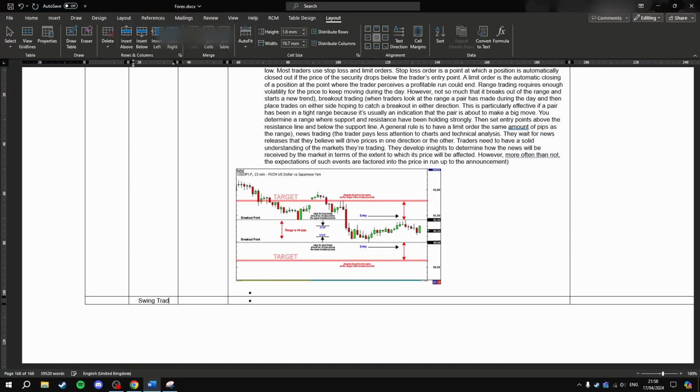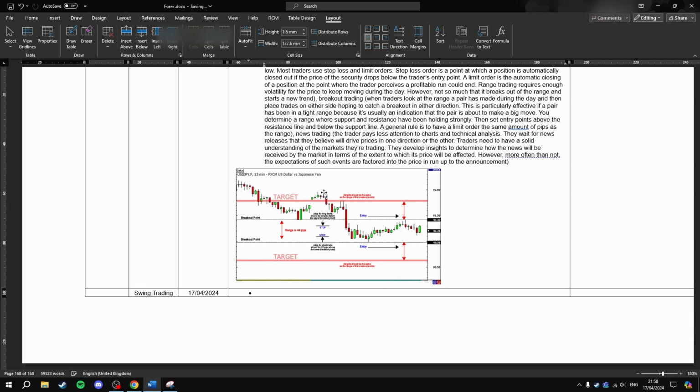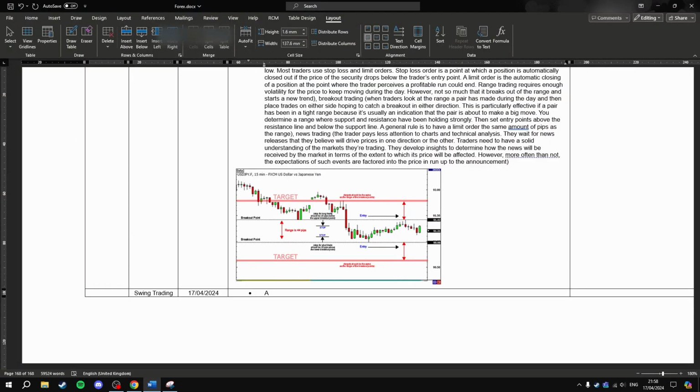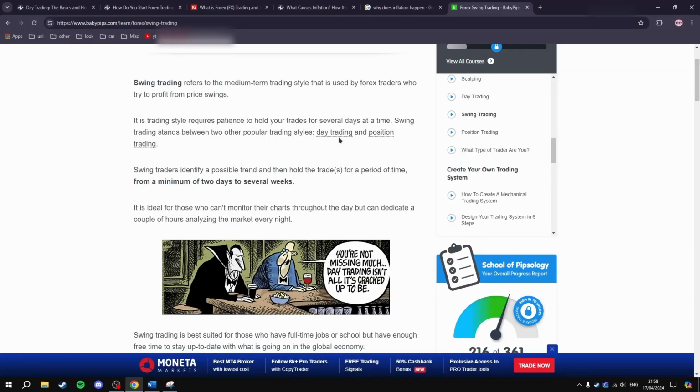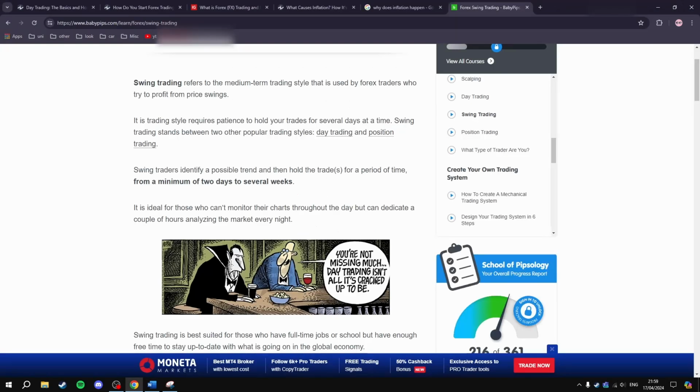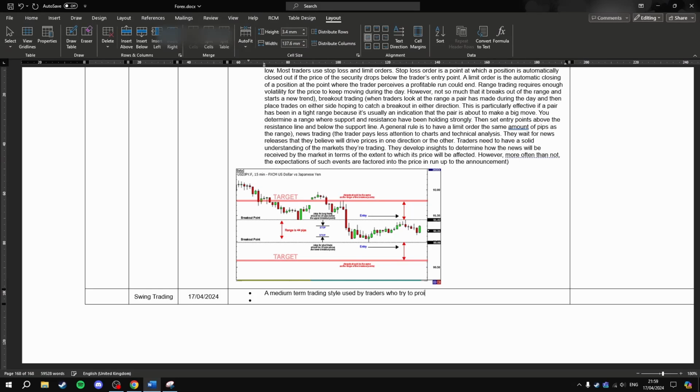Swing trading. Swing trading refers to the medium-term trading style used by Forex traders who try to profit from price swings.